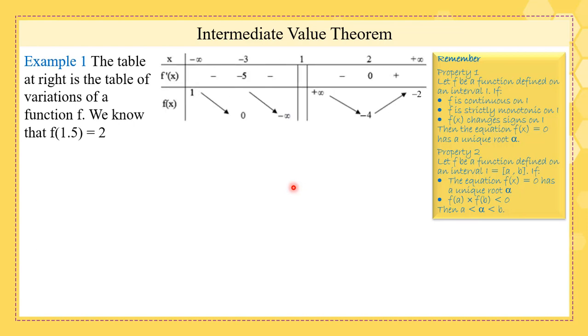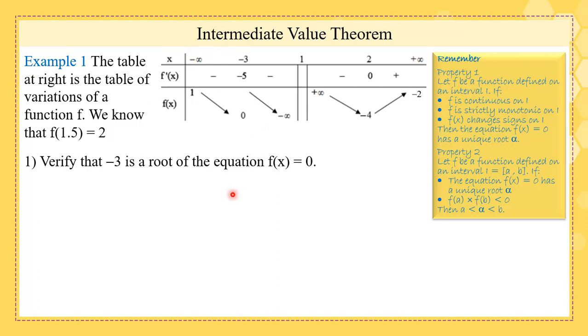We have a table of variations of a function f, and we know that f of 1.5 is 2. The first part asks to verify that negative 3 is a root of the equation f of x equals 0. Now this is f of x, and negative 3 plays the role of x. So we can see from the table if x is negative 3, f of x is 0.